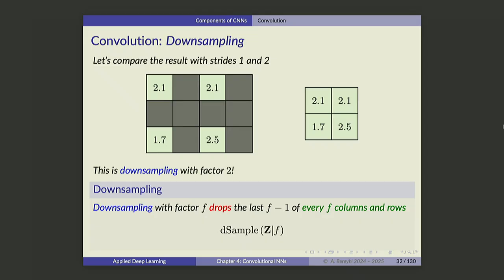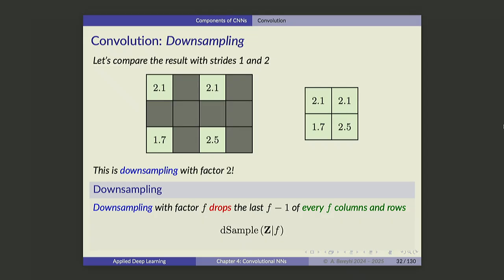And then I go for column f plus 1. Again, I drop the next f minus 1, and so on, right? And for the rows, I do the same. The first row I keep, the next f minus 1 rows I'm going to drop, then I keep the row f, and so on, right? So here it is a downsampling with factor 2.